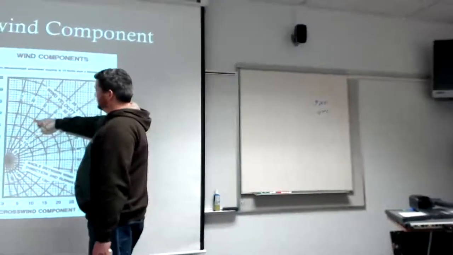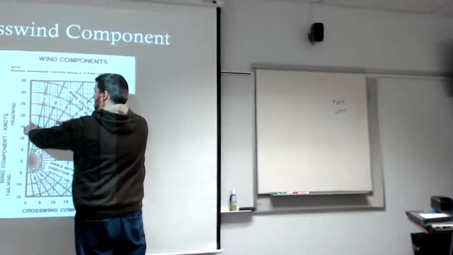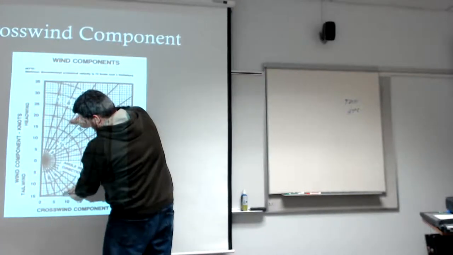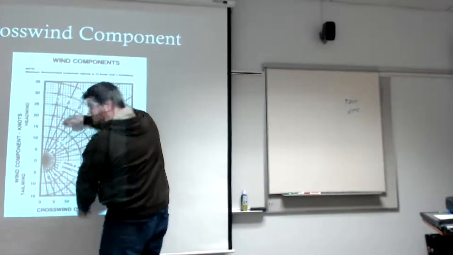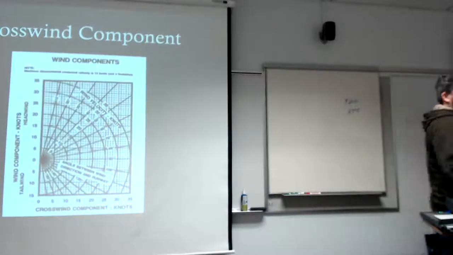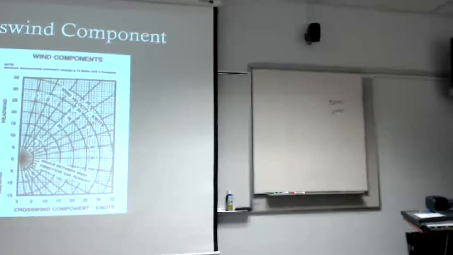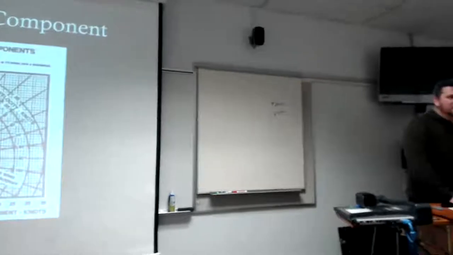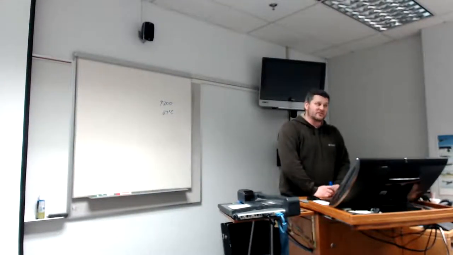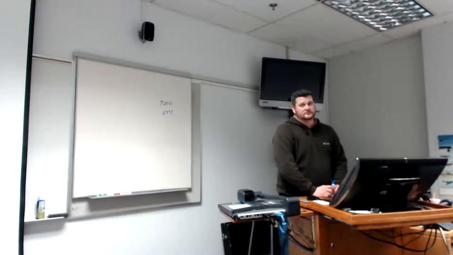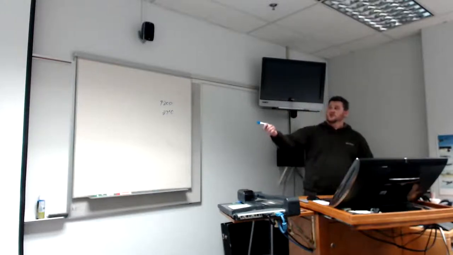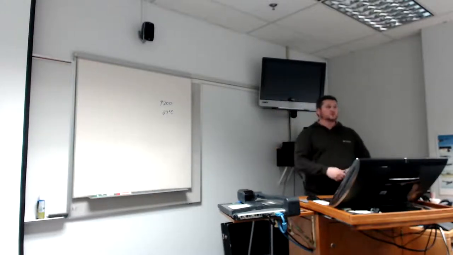What's our headwind? 17. About 17. What's our tailwind? Oh, I'm sorry, what's our crosswind? 8 or 9 knots. Not terrible. Does anybody know what the limitation on a Cessna 172 is for the crosswind? It's a trick question. There is no limitation. There is a max demonstrated, and it's 15 knot crosswind. So, 9 knot crosswind. No big deal.